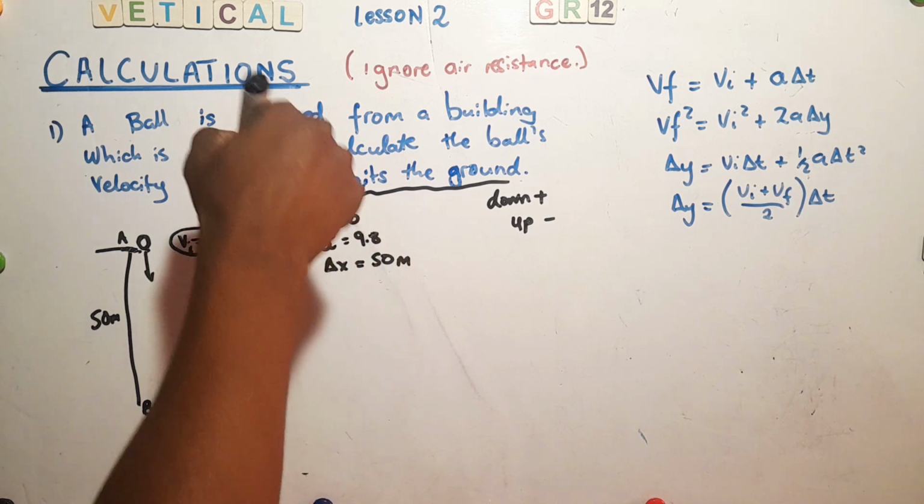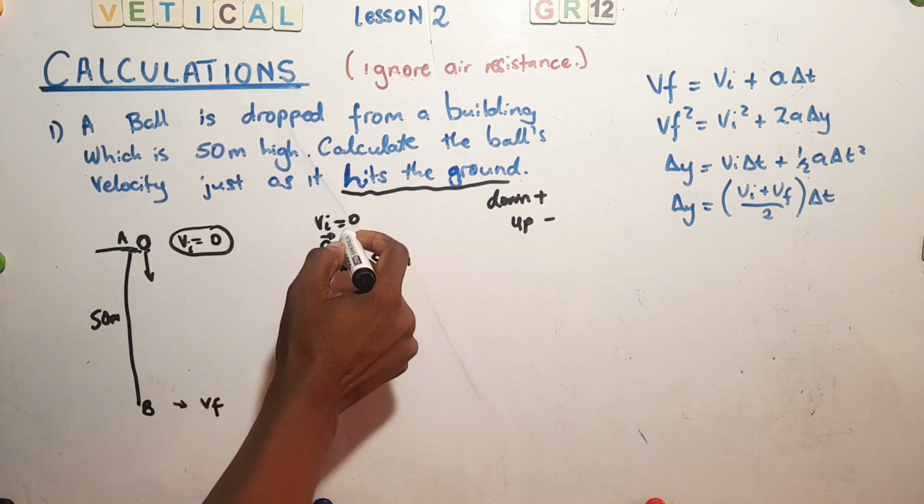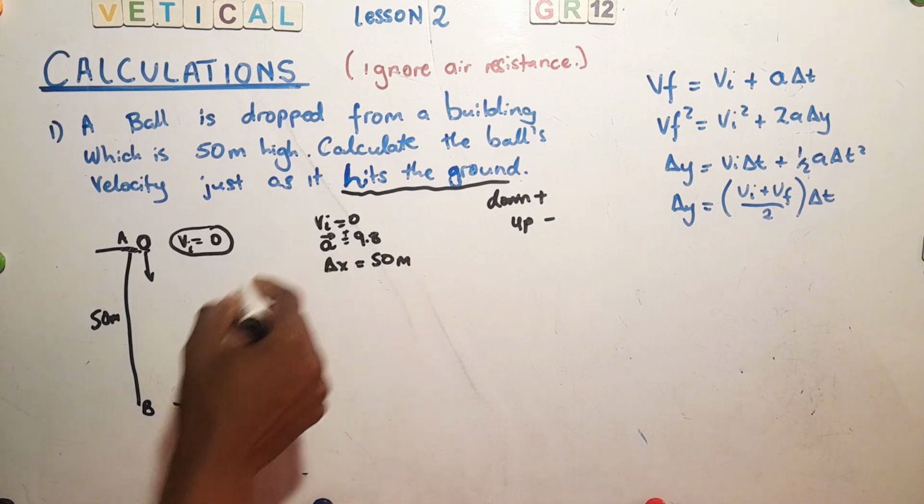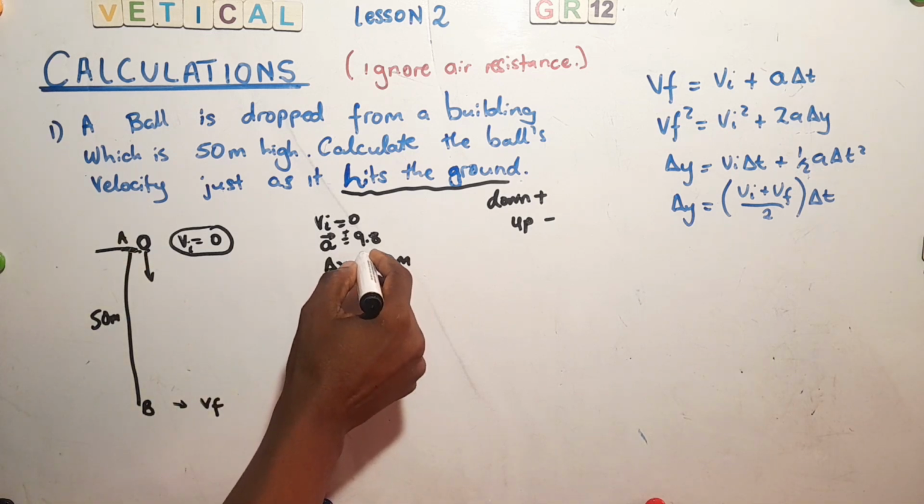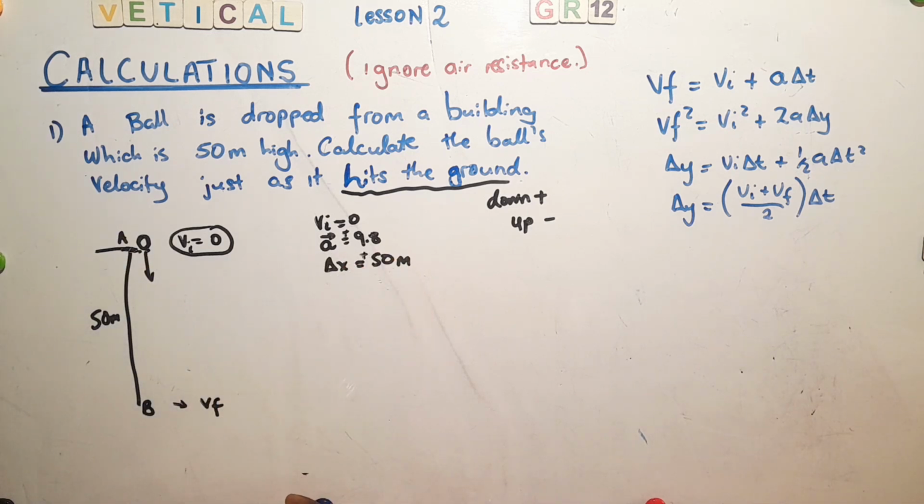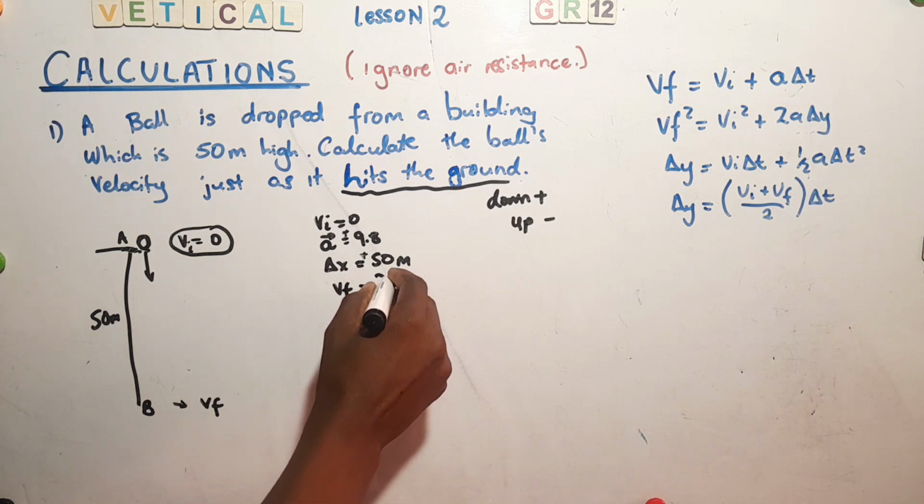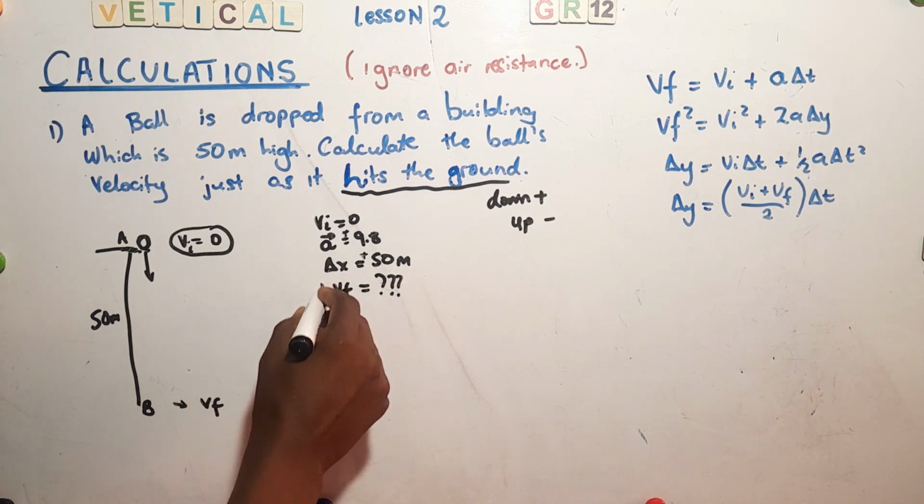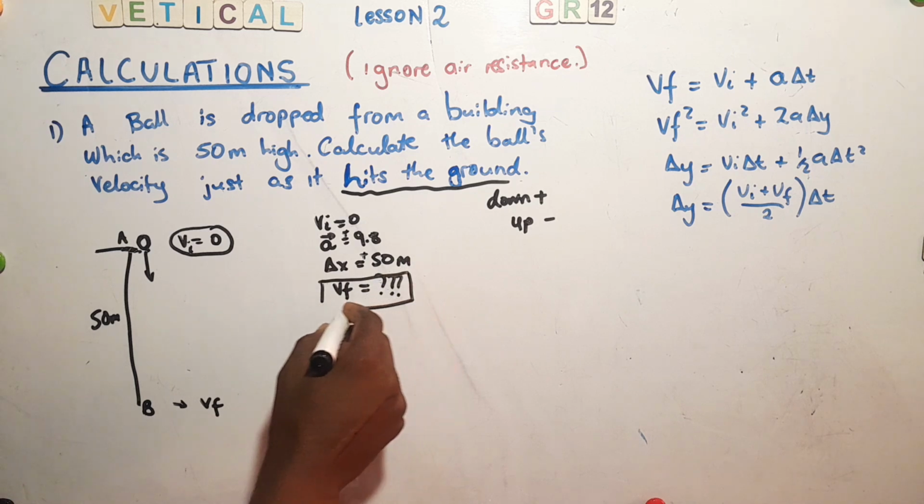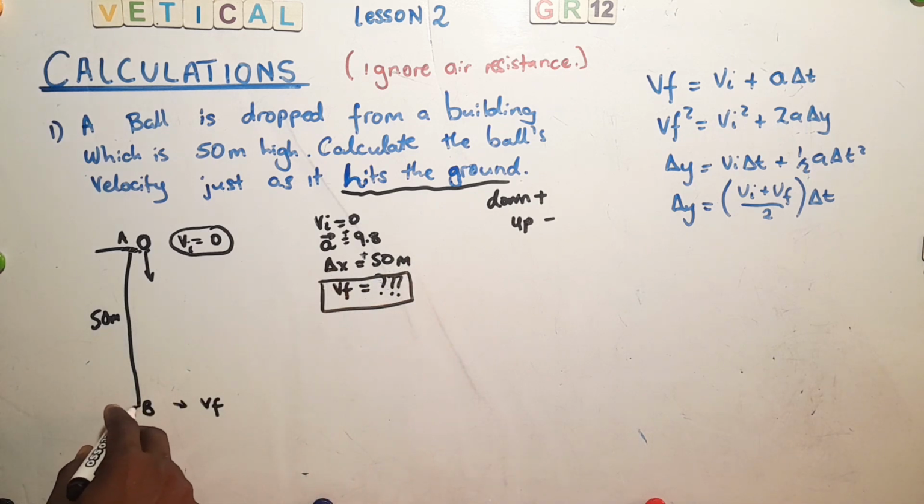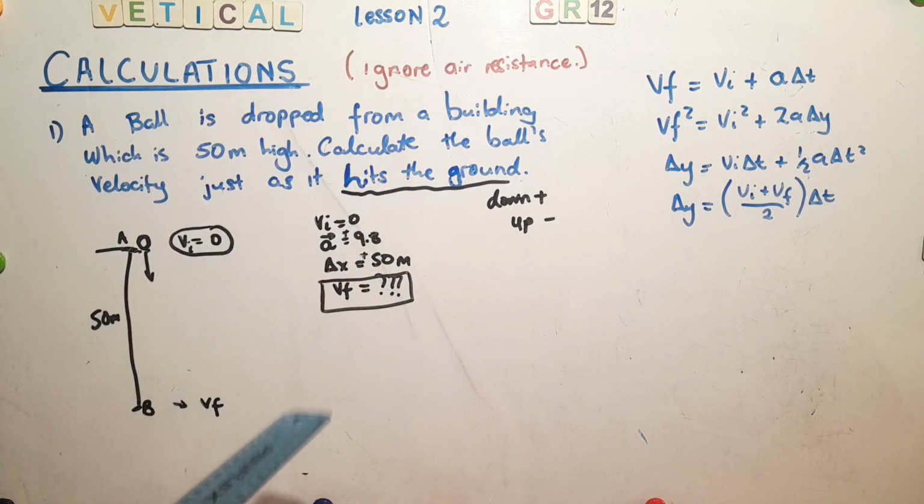Since the acceleration is always downwards, my acceleration is a positive 9.8. Since the displacement is going downwards, it will be positive too. And now we are looking for the final velocity, which is unknown at this moment. So we are trying to find the final velocity, or the velocity at point B. So now let's look at our equations of motion to see which one best suits this.